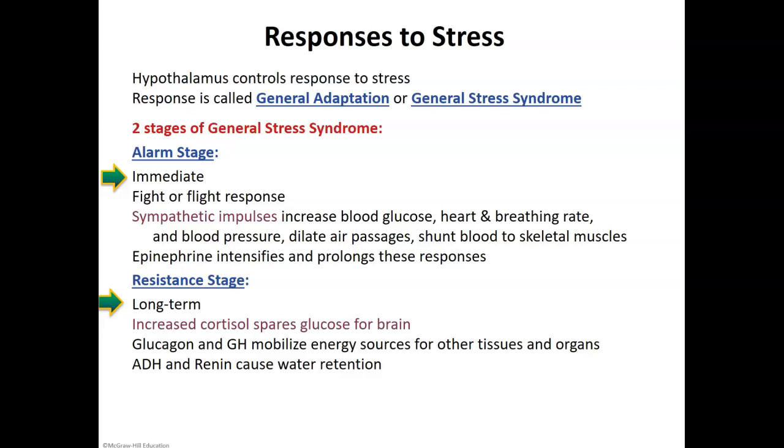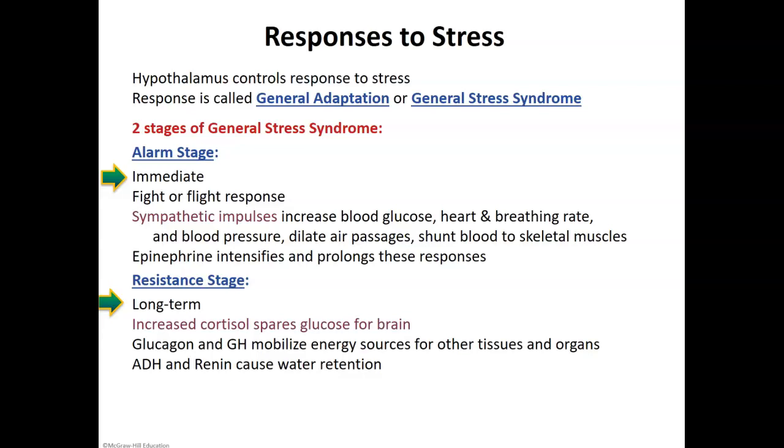Glucagon and growth hormone are going to basically mobilize other energy sources for your other tissues. So it's going to start to break down your own muscles. You're going to kind of cannibalize your own muscles for protein because protein can be converted to glucose via gluconeogenesis. And growth hormone is going to stimulate protein breakdown as well as lipid breakdown.